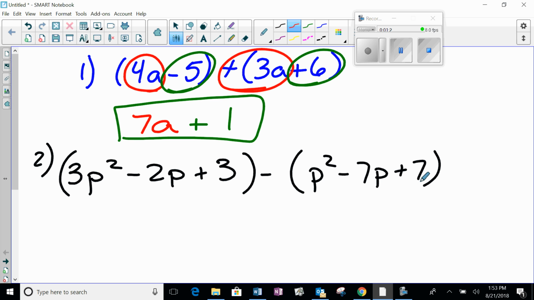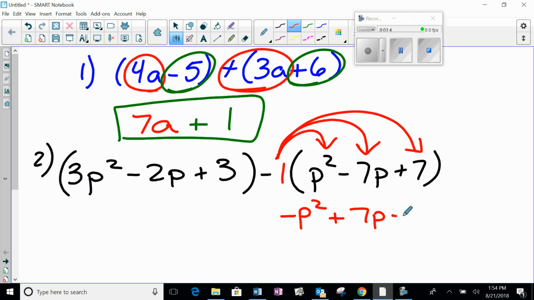So I'm going to distribute. You can write a negative 1 there if it helps you to remember that you are distributing and multiplying by negative 1. So you're going to have negative 1 times p squared, and you get a negative p squared. Negative 1 times negative 7p is a positive 7p. Negative 1 times 7 is a negative 7. And then we're going to bring down the first term because I don't have a multiplier, so I'm just going to leave it the same.